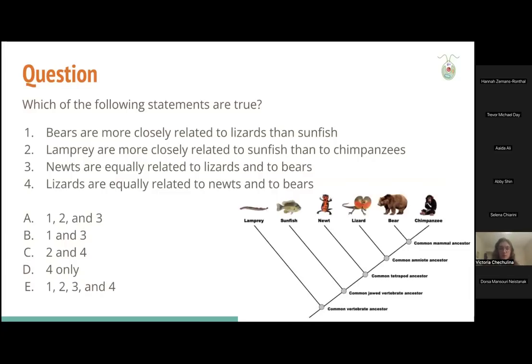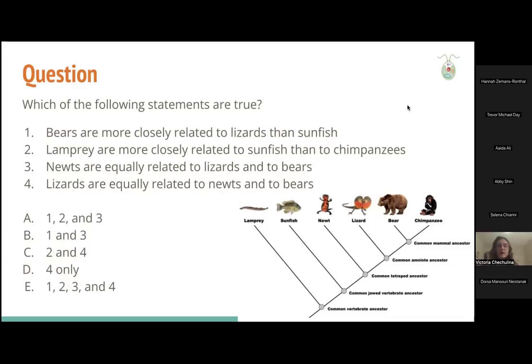We're going to look at the most recent common ancestors of these groups of species, and that's going to tell us the answer. So if we're looking at bears and lizards, their most recent common ancestor is the common amniote ancestor. But if we're looking at bears and sunfish, their most recent common ancestor is all the way towards the bottom, which is the jawed vertebrate ancestor. So because the lizard-bear MRCA is further along in evolutionary time, they're more closely related.